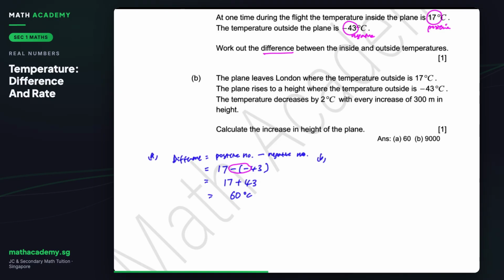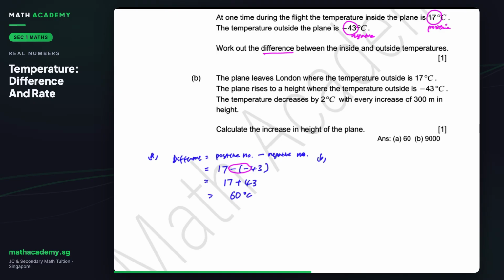B. The plane leaves London, where the temperature outside is 17 degrees Celsius, and then the plane rises to a height where the temperature outside is negative 43 degrees Celsius. The temperature decreases by 2 degrees Celsius with every increase of 300 meters in height. You're asked to calculate the increase in height of the plane.